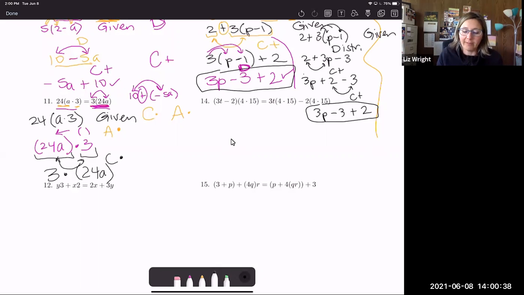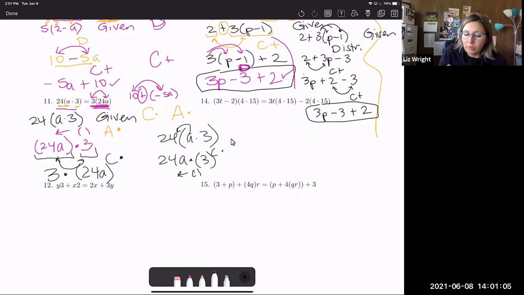This is the problem that I've seen so many times students try to pull a number out of its grouping. So they'll start with this. They'll go 24 times A times 3. And then they're like, oh, I'm going to pull that out. And that's commutative. So then I'm going to get 24A times 3. And then they move the parentheses over and they'll do something like that.